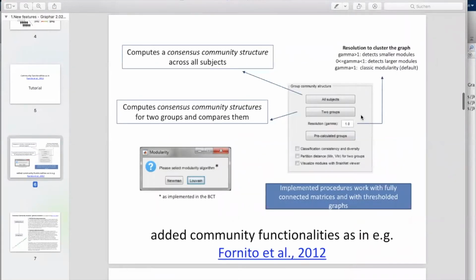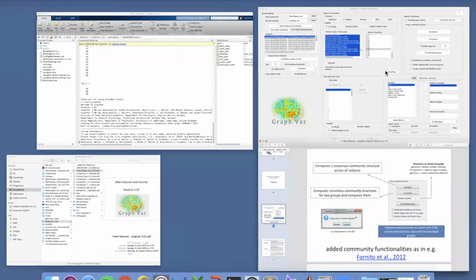Here, this resolution will tell you how fine-grained the resolution is to cluster the graph. So a gamma bigger than 1 will detect smaller modules, and a gamma lower than 1 but bigger than 0, so it cannot be smaller than 0, will detect larger modules. But gamma of 1 is basically the classic modularity, so the default in the brain connectivity script.